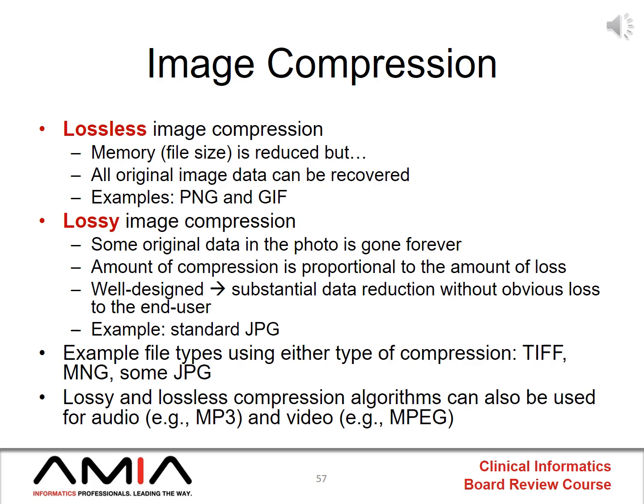Lossy image compression, by comparison, is when after the image is compressed, some of the original data in the image is gone forever, and the amount of compression is proportional to the amount of loss. However, nowadays there are several lossy image compression algorithms which are quite well designed, and you can have substantial data reduction without obvious loss to the human eye. Standard JPEG files can fall into this category depending on the level of compression that's used.